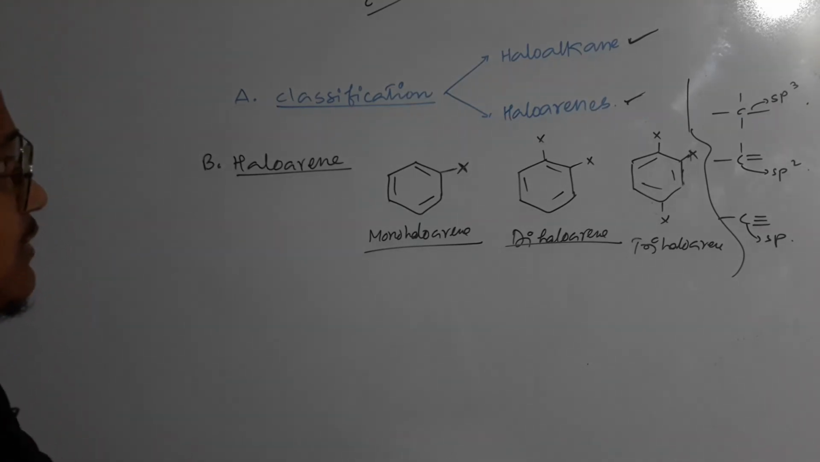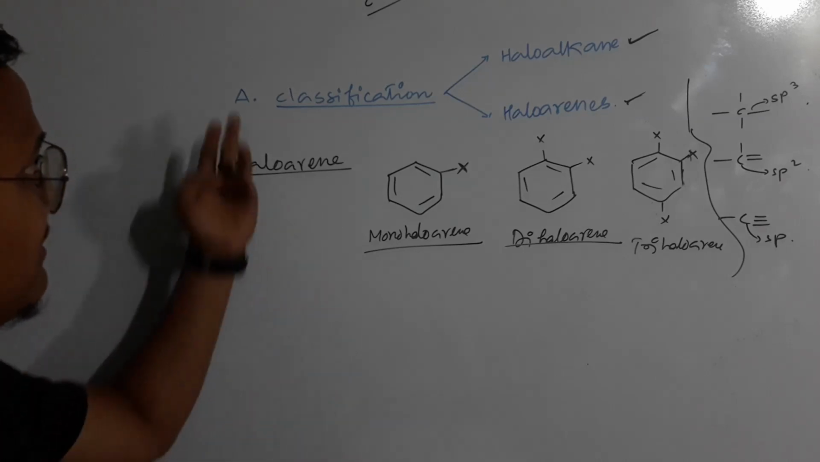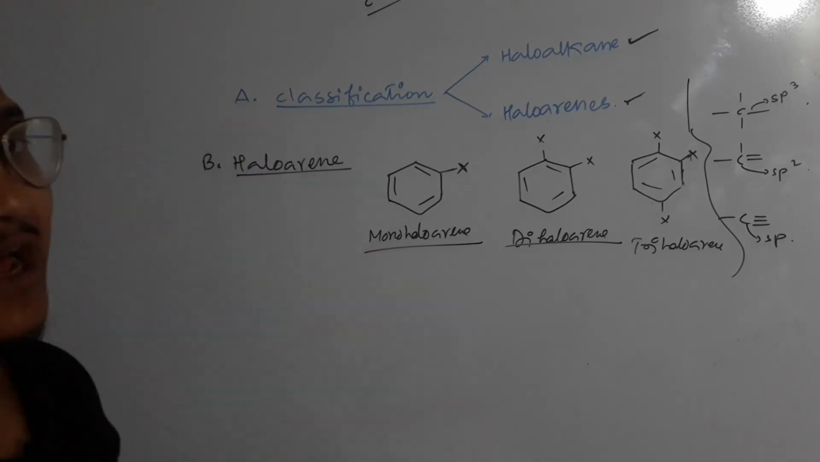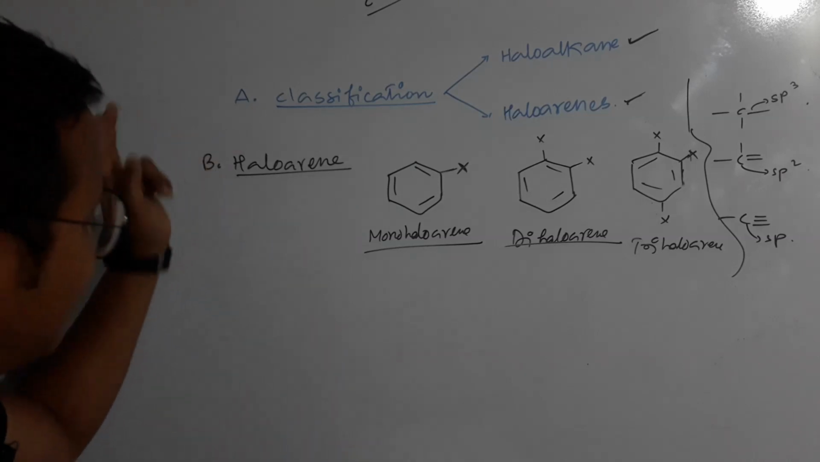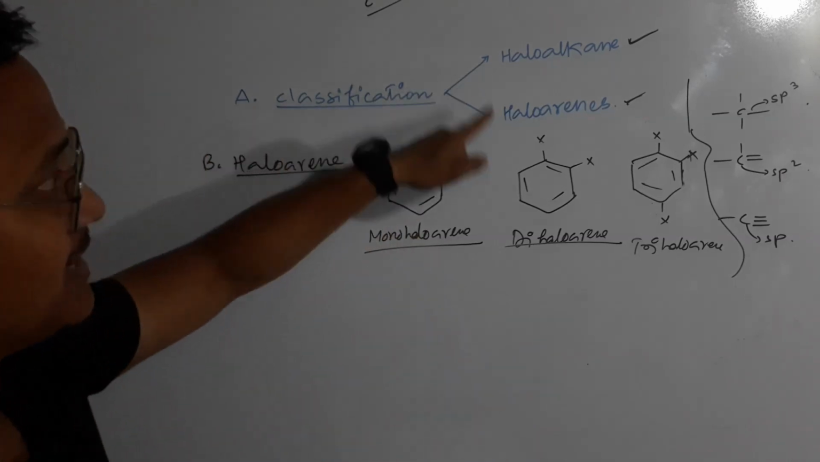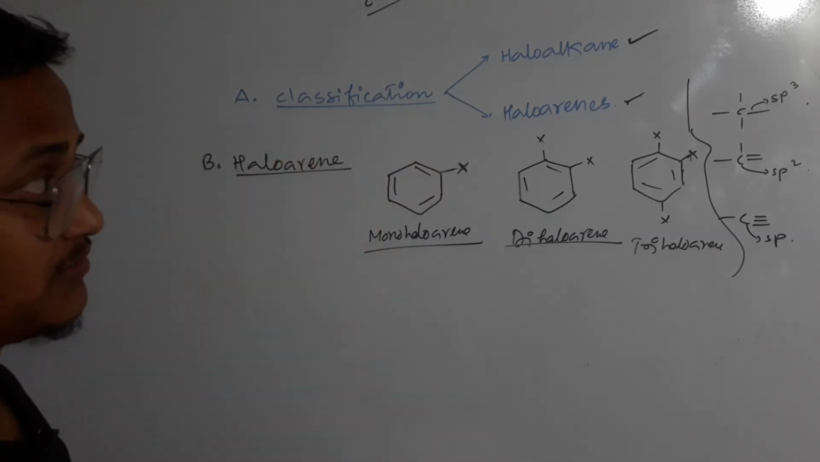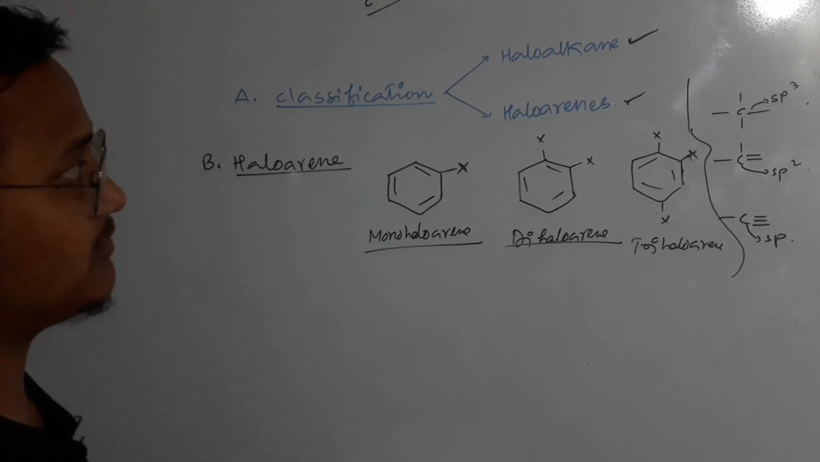Okay, so let me finish the class here today. We have covered only the classification topic. So in tomorrow's class we will proceed to another topic, and that is nomenclature. Clear? Nomenclature of these haloalkanes and haloarenes. So there are different processes of nomenclature, and we will name them using those different processes.